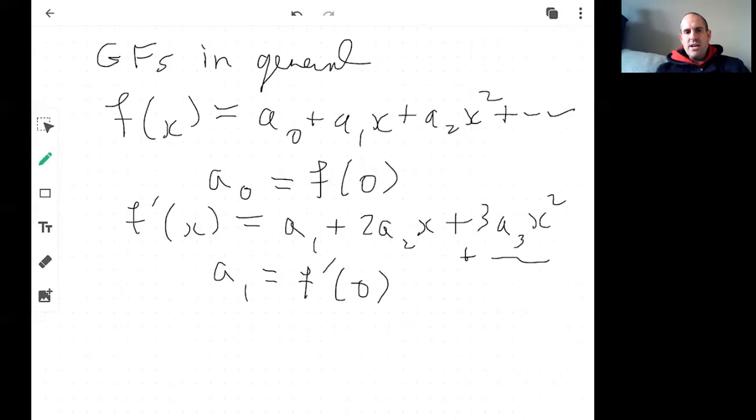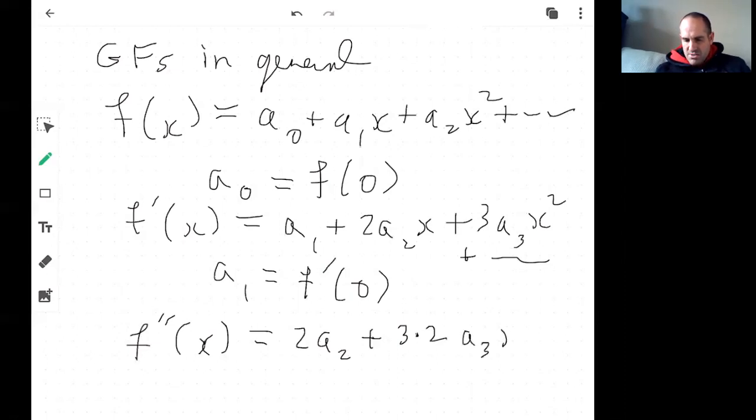Okay. And how would we get a2, and continue to get these various coefficients that would allow us to write a power series representation for a function using the function itself? Well, I would have to take a second derivative. So f prime prime of x is equal to, what's that equal to? Well, it would be 2a2 plus 3 times 2. Okay, so don't multiply things out and destroy a pattern here. 3 times 2, a3x plus etc.